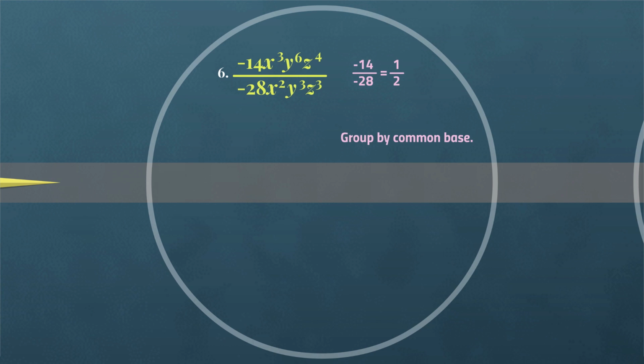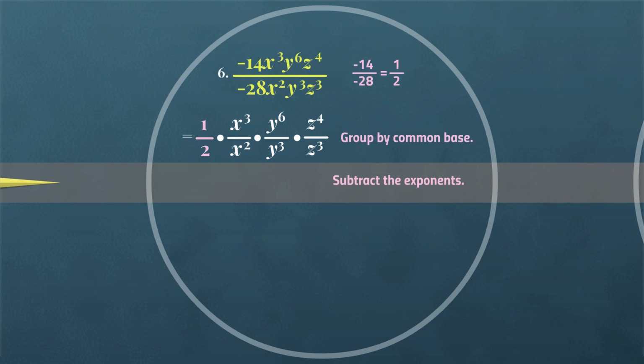We can now group them by common base. After grouping, we have this expression. Since the bases are already aligned, we just have to separate each pair. And now it's time to subtract the exponents. Just copy the common base and raise it to the difference of their exponents, like this. 3 minus 2 is 1, 6 minus 3 is 3, and 4 minus 3 is 1. Then we will put that in our expression.